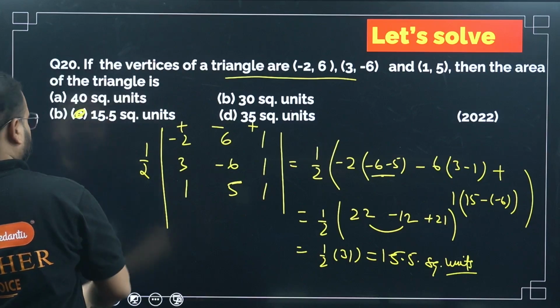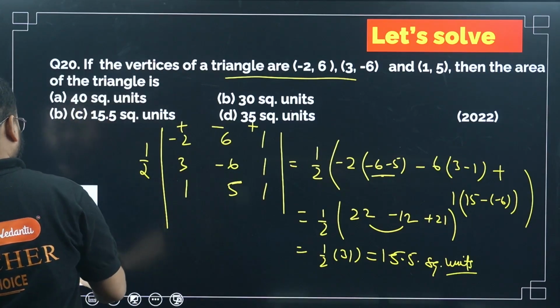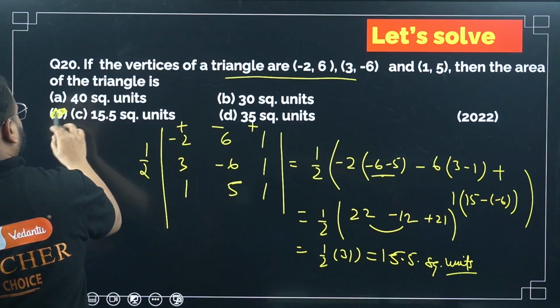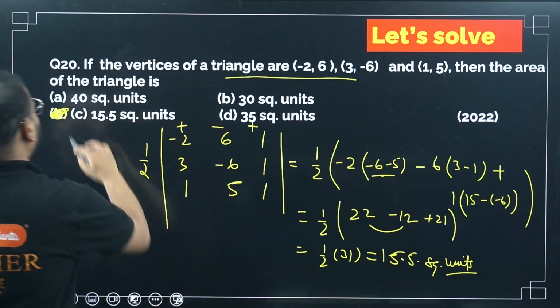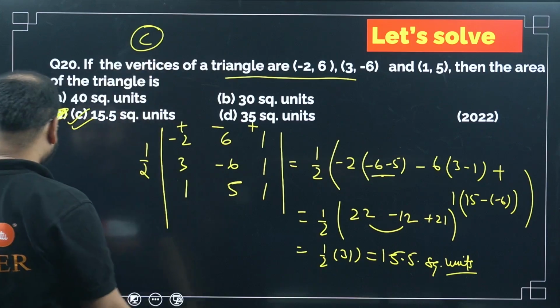This is C, okay? There's a mistake here. Forgive me. It's C. Option number C is the right answer. Okay? Option number C is my right answer. Okay, chaliye.